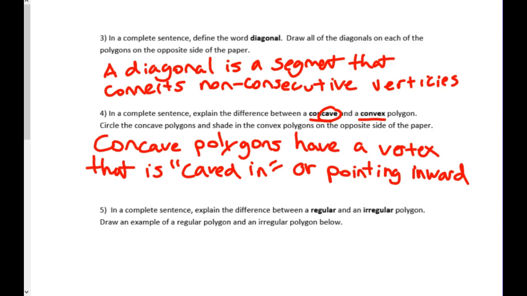All right, so concave. Any questions on what concave means? Now, you want to see what it looks like, flip it over to the front. We're going to circle our concave figures. I drew a little example right there. Sorry, it's still on the back side. If I drew a concave figure, I would have a diagonal on the outside. That's how you can kind of tell if it's concave.